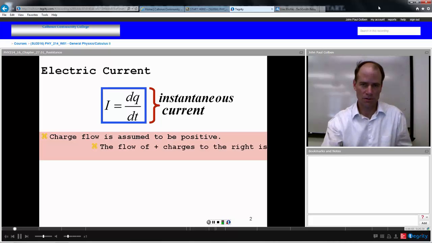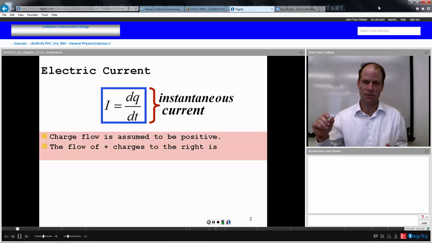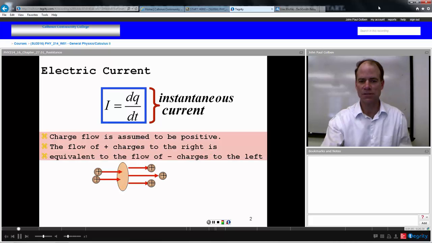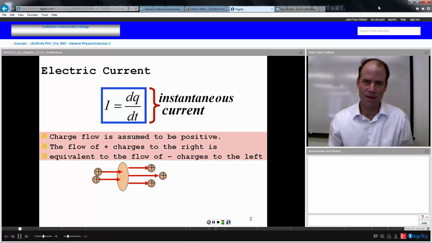This charge flow is assumed to be positive, and so we have positive charges moving predictably from the positive terminal of the battery to the negative terminal of the battery. And so if we imagine positive charges flowing to the right, that actually would be the same mathematically for us as negative charges moving to the left. In other words, two wrongs make a right in this sense. If we are wrong about the charges, but we reverse the direction, the results will be the same.